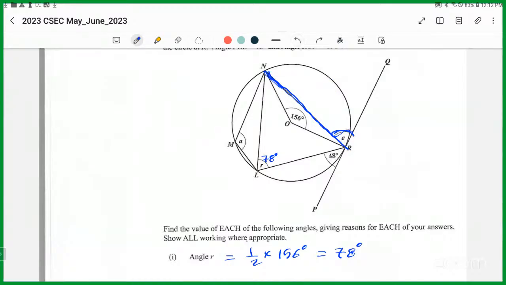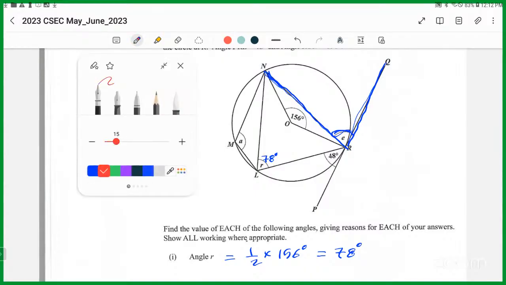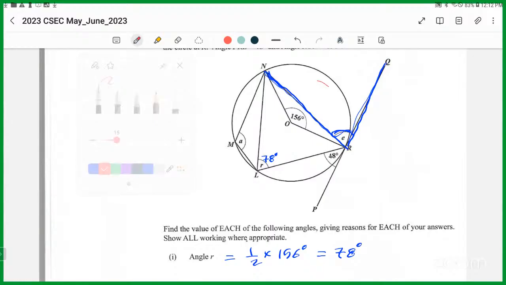So the angle between the tangent and the chord equals the angle that the chord subtends at the circumference in the alternate segment, not this segment where the angle is between the tangent and the chord. It is in the other segment over there. Alright? In the alternate segment. That's what I call the alternate segment rule. In any case, this angle is 78 degrees as well.